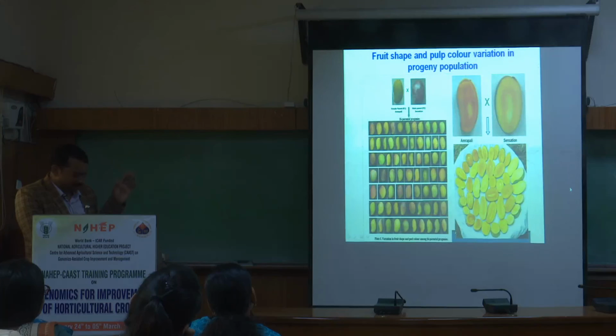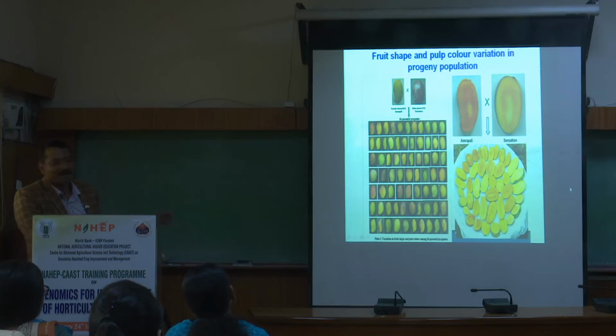This is a progeny population. I could not insert all the images from the population, but just to depict what type of variation we are getting. This is Amrapali, this is Sensation. And just see the shape of the fruit. Lots of variation is there. Even in pulp color, there is lots of variation.